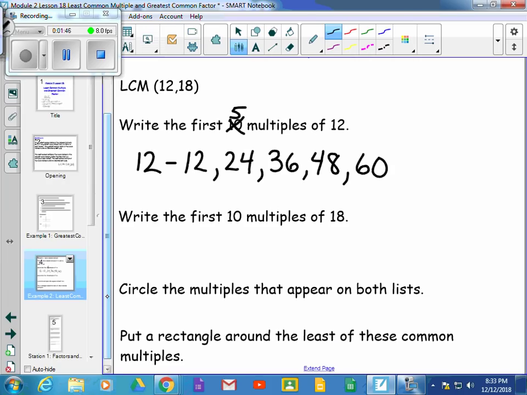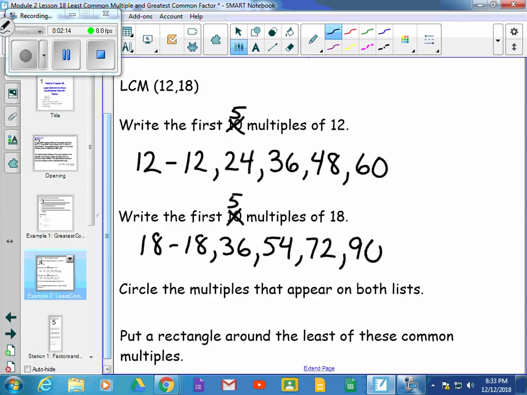Now I'm going to make some multiples for the other number. It says the first 10 multiples of 18. I'm going to make just the first 5 multiples of 18. So I again take 18 times 1, 18 times 2, 18 times 3, 18 times 4, and 18 times 5.